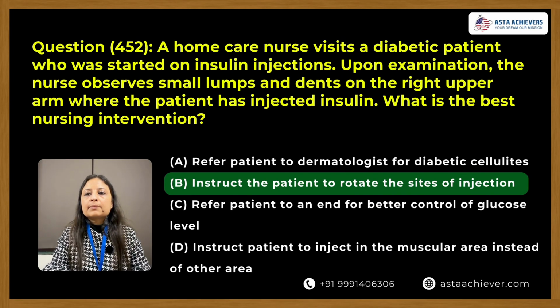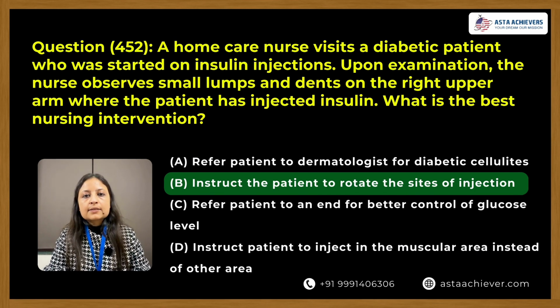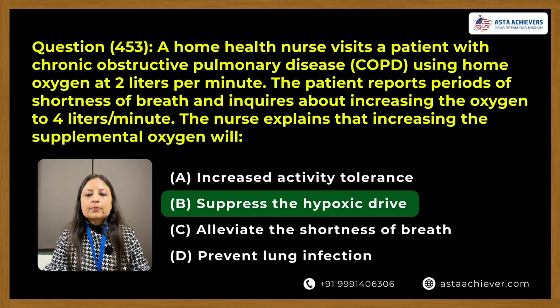Option A, refer the patient to a dermatologist for diabetic cellulitis. Option B, instruct the patient to rotate the site of injection. Option C, refer the patient to the endocrinologist for better control of glucose level. And option D, instruct the patient to inject in the muscular area instead of the other area. So option B, instruct the patient to rotate the site of the injection, is the correct answer to minimize such lumps and dents.